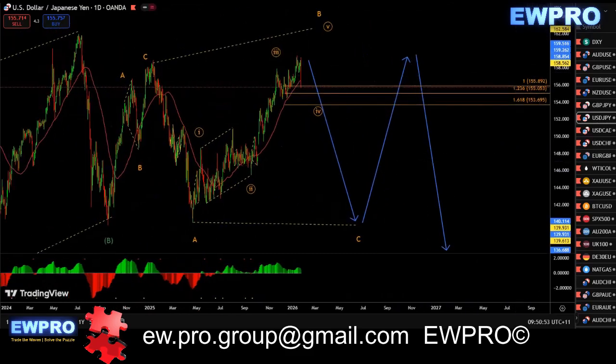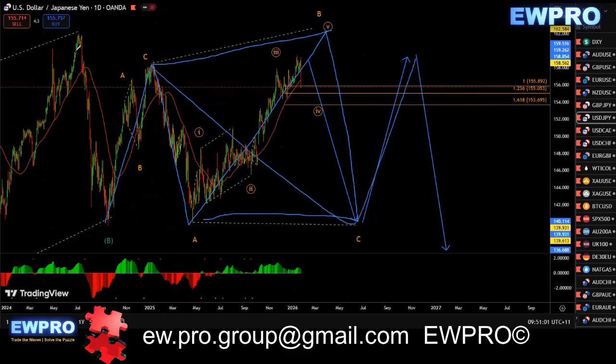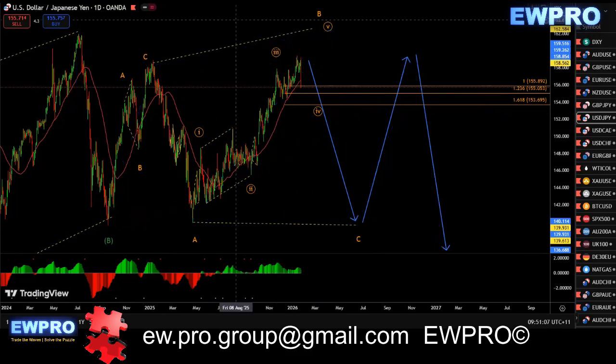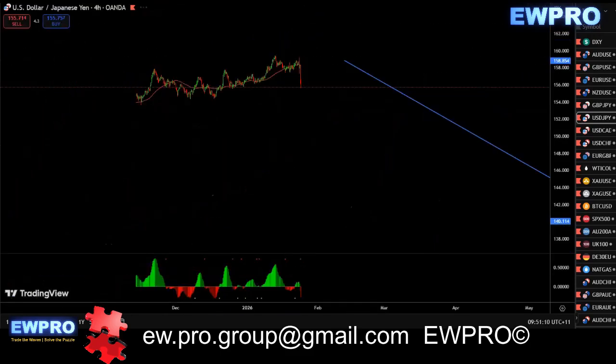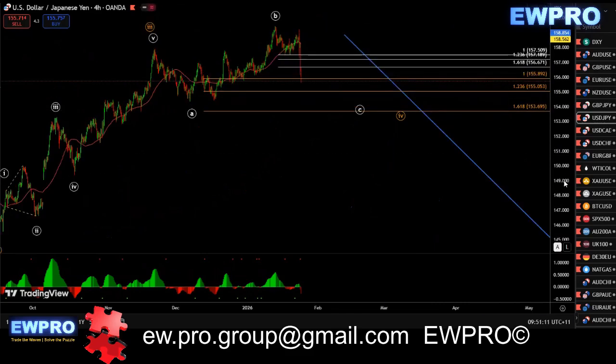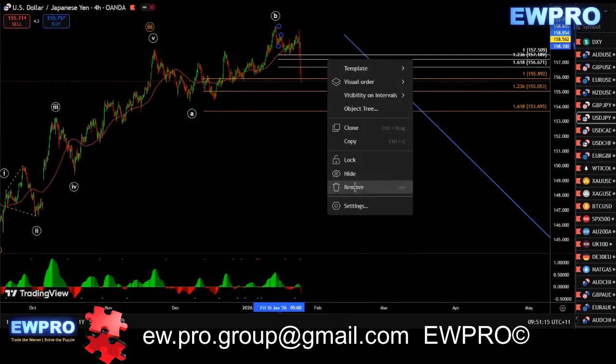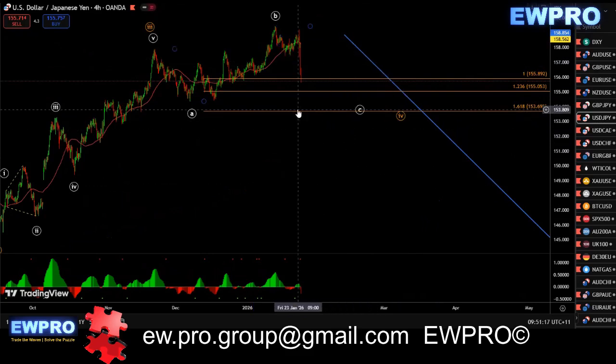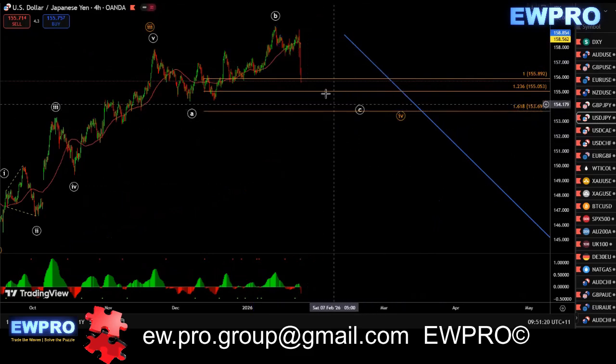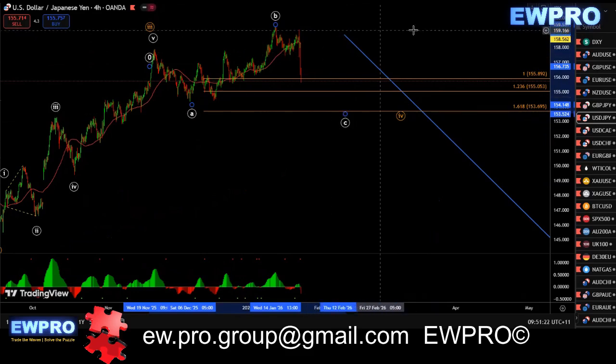I'm looking at this A, and all this is a B, and we get a C down, a larger flat, before we get an A, B, C, A, B, C. So this could turn quite complex. I'm looking for a downside move, looking for a complete correction here.